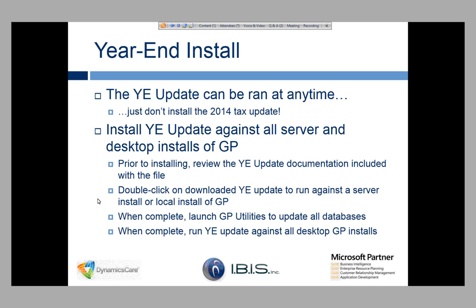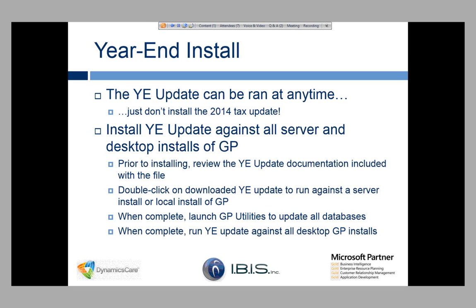Now, prior to installing, I would review the year-end update documentation just in case. And when you are ready to install, you just double-click on the file and let it run. After it's finished running, you're going to want to launch your GP utilities, and this will start the process of updating the Dynamics database and updating all of your company databases.